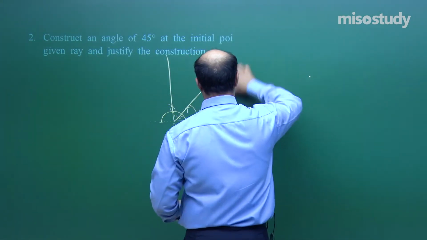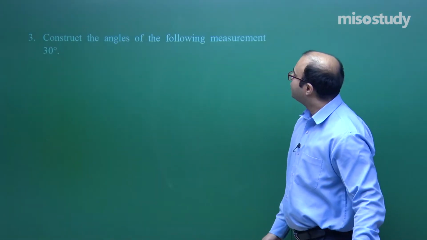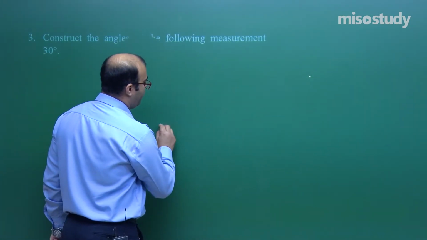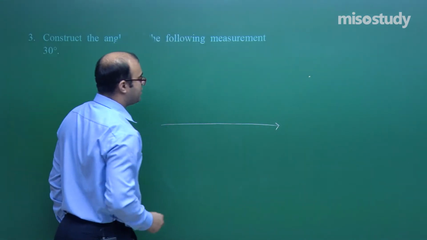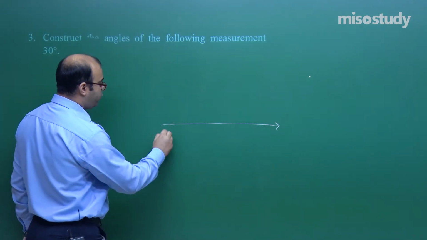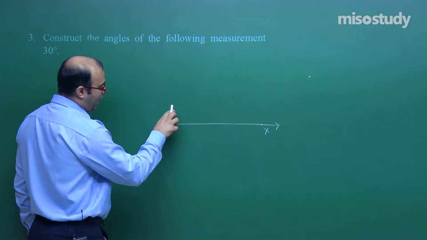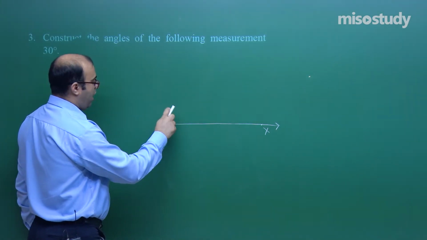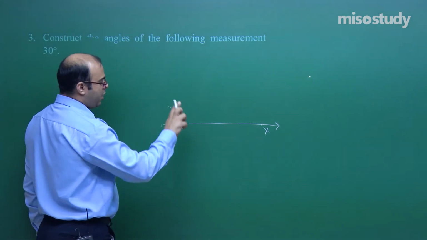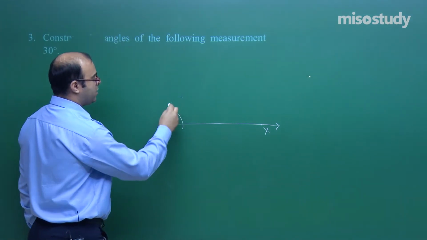Let us move on to the next question, the third question. The third question is saying construct the angles of the following measurement 30 degree. So what do we do for 30 degree? We again take a line like this. We remember how to draw 60 degree, students. How to draw? Let us take, this is O point, this is OX ray. What we do? We take an arc of a particular radius and make that arc with O as the center like this. We don't change this radius. Keeping this same radius, taking this as the center, we draw another arc. So it will be like this arc.